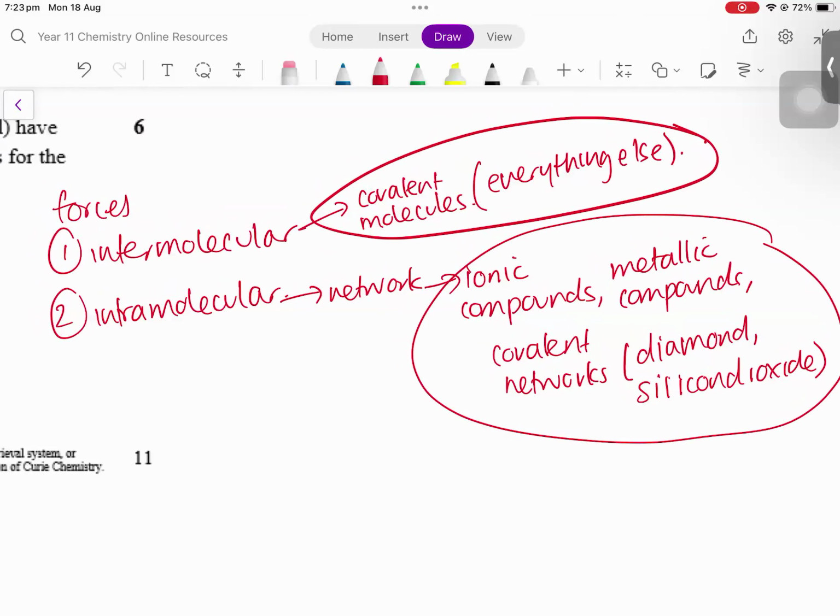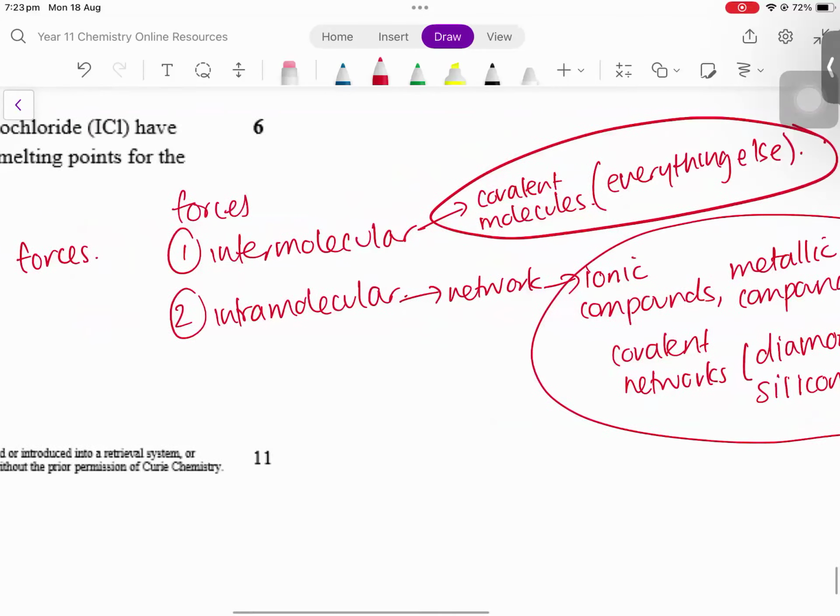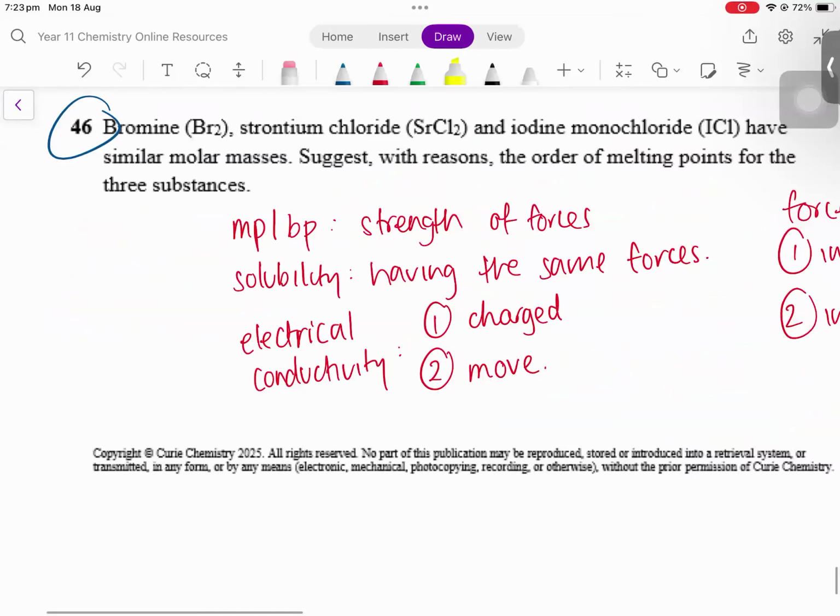So your issue with these questions is just going to be deciding what you talk about anyway. And then once you figure that out, the rest of it becomes easy. So you've got three options: bromine, strontium chloride, and iodine monochloride. Guys, bromine is non-metal with non-metal: ionic, covalent, or metallic?